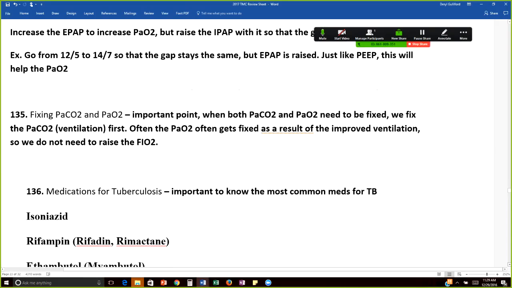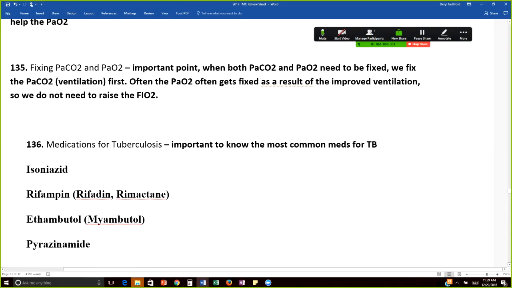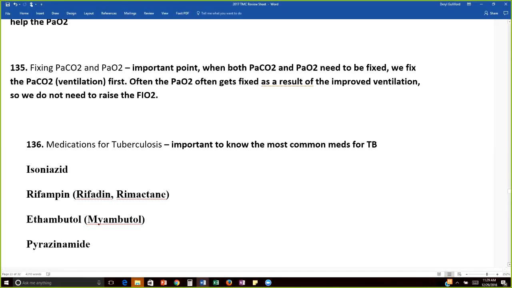Fixing CO2 and O2, important point: when the patient has both problems, we fix the ventilation first. Fix the ventilation first. That will improve the CO2 and will very likely improve the O2 also.